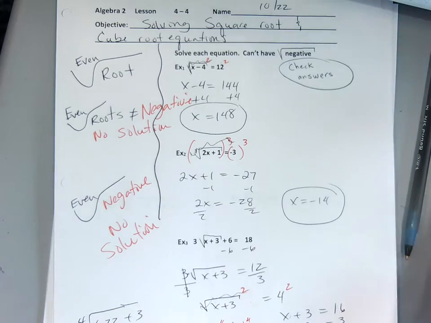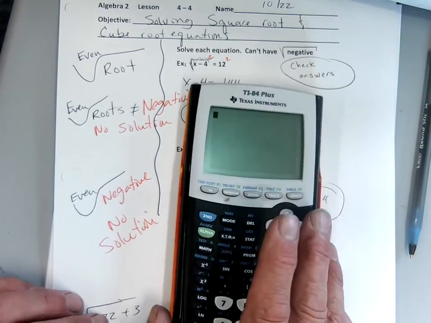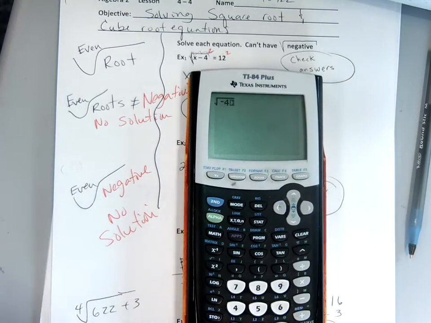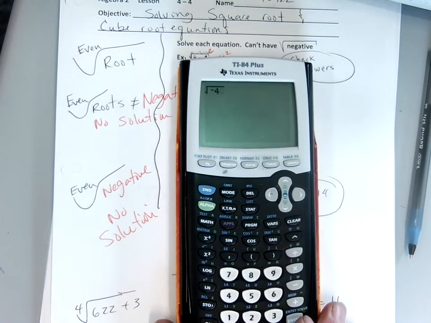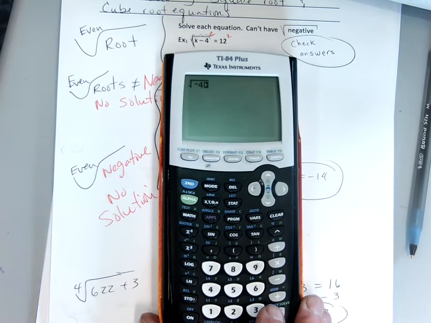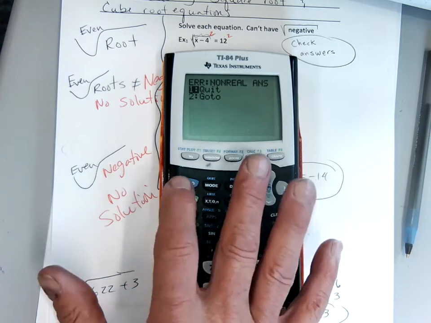Okay, I want you to see a couple of things. If I try and take the square root of negative 4, everybody see that? You'd think it's 2 or maybe negative 2, wouldn't you? But what does it say? It's non-real. So it's not possible.